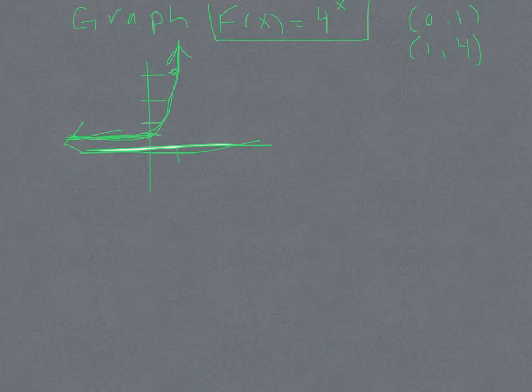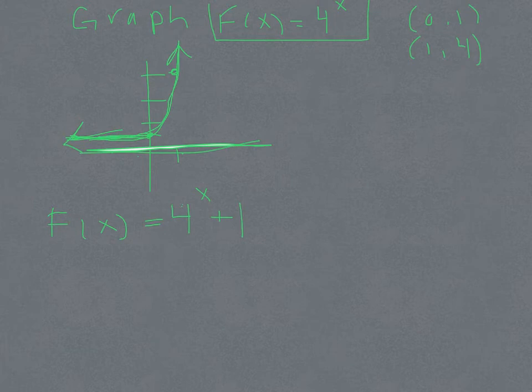Now we can do some alterations to that graph. We can move that graph left, right, up, and down by doing things to the function. I'm just going to show you one instance where that can happen. So let's say I have f of x equals 4 to the x power plus 1. And I want to graph that.